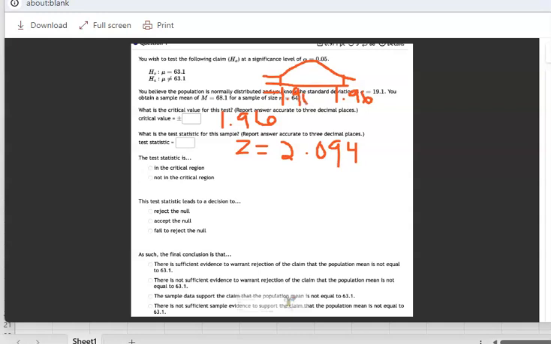And if we have any value for our test statistic that falls into this left tail or into this right tail, we will reject the null hypothesis. In this case, 2.094 does fall in this right tail. So first, it is in the critical region. And our decision is to reject the null when it's in the critical region. If we reject the null, that means we are embracing this alternate hypothesis. So there's enough evidence for us to say that the alternate hypothesis is true. So let's look down here for something that tells us that there's enough evidence to say that the mean is not 63.1. It's a little faded, but see, the sample data support the claim that the population mean is not equal to 63.1. So looks like it's this third one here.